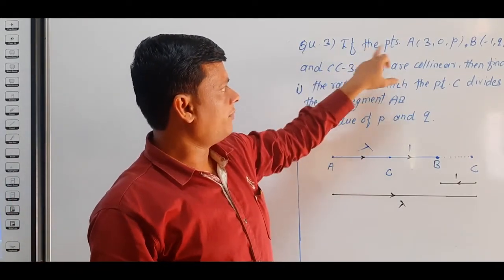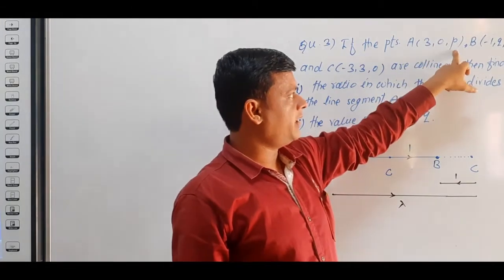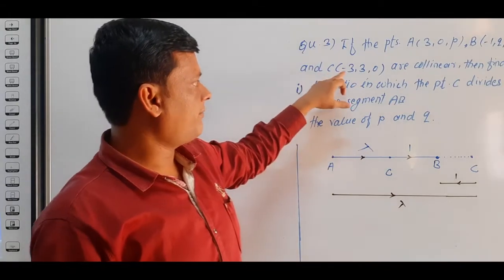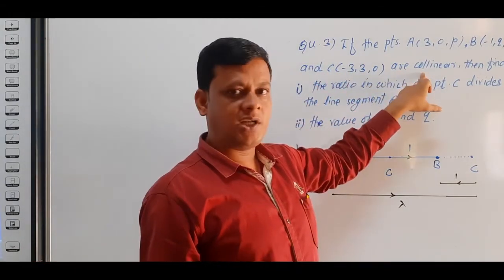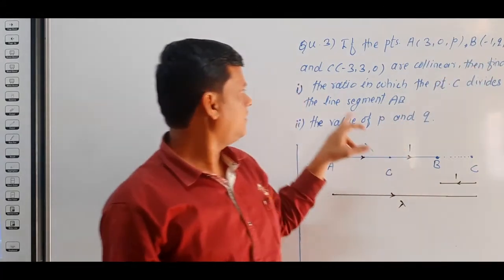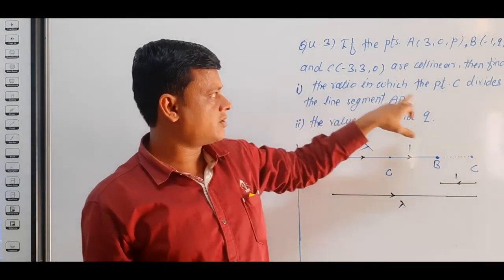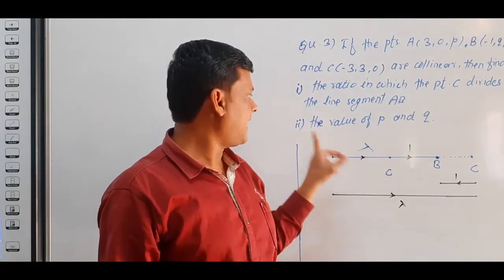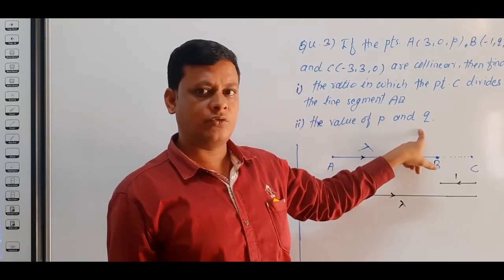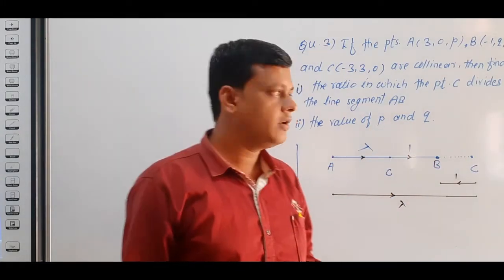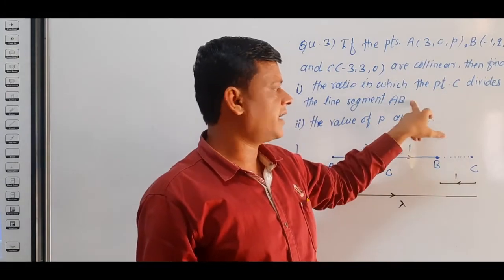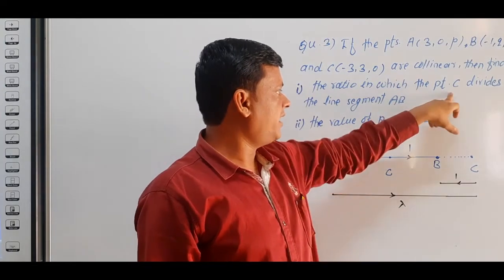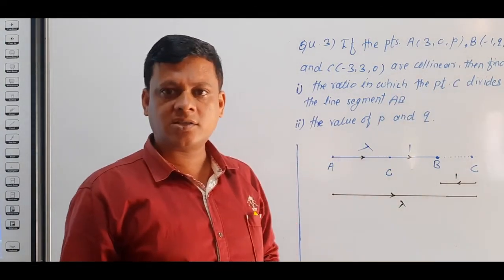Question 3. If the points A of 3, 0, P, B of minus 1, Q, 3 and C of minus 3, 3, 0 are collinear, then find, number 1, the ratio in which the point C divides the line segment AB, and second, the values of P and Q. So we have to find the ratio in which this point C divides segment AB, but it is not given whether point C divides it internally or externally.